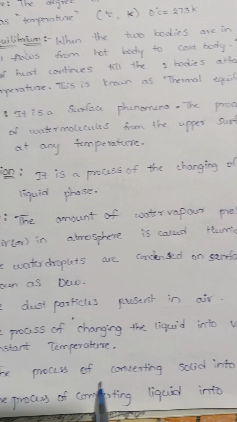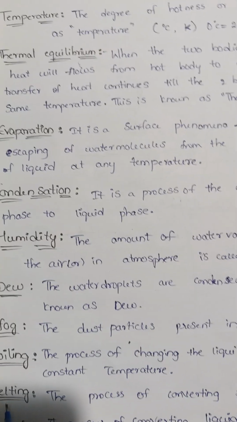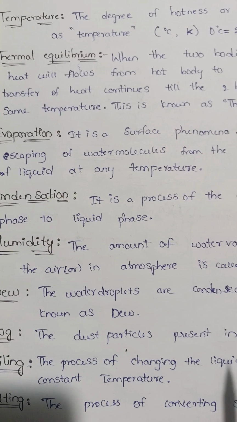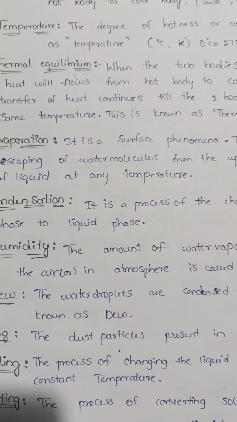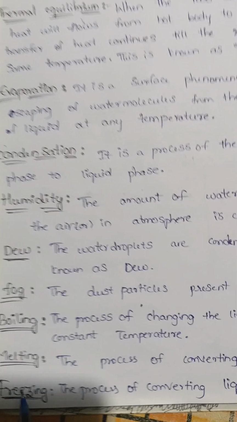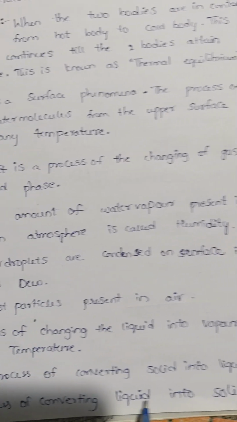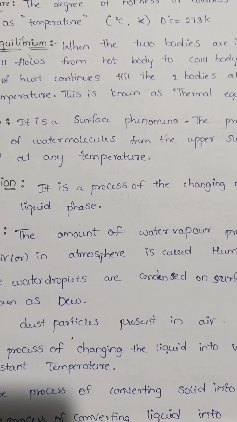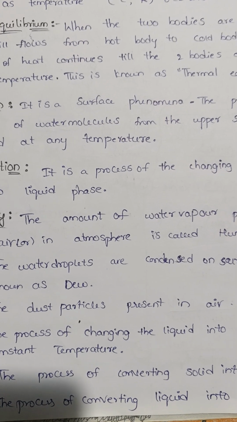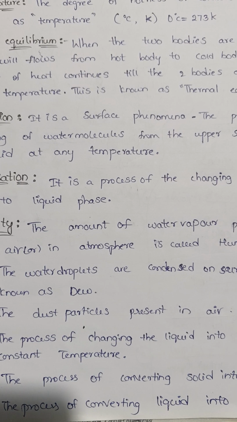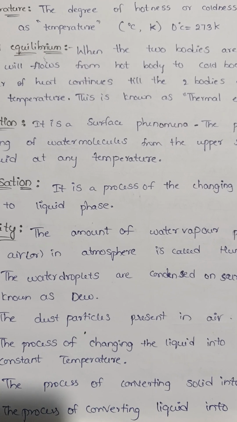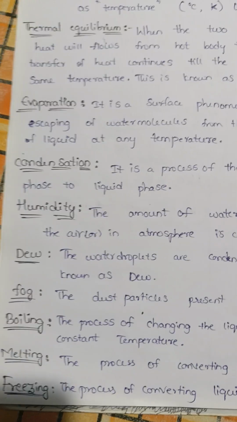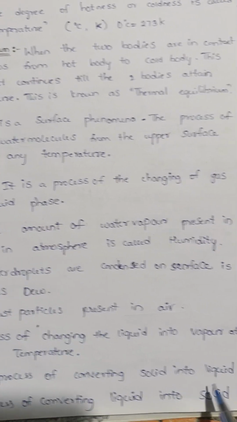Next, melting point. The process of conversion of solid into liquid is known as melting. Simply remember ice cubes. When we take ice cubes from the fridge, they start melting. That is known as melting point. Next, freezing. The process of converting a liquid phase into a solid, for example water kept in a fridge, freezes into ice and the water becomes solid. The water becomes an ice cube. So freezing is the process of conversion of liquid into a solid.